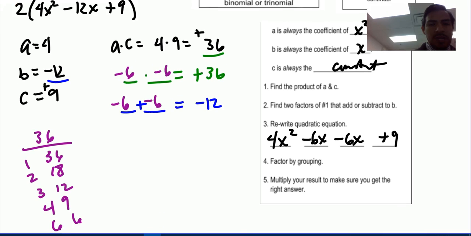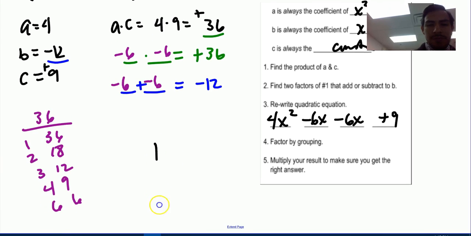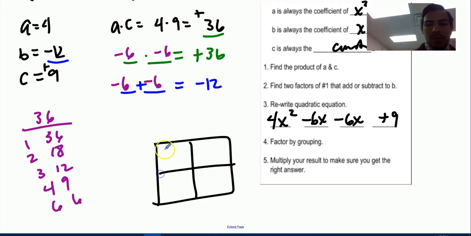Okay, let's make our area square, and we'll go on and fill everything in. So here's your square. We got a 4x squared, a minus 6x, another minus 6x, and plus 9.